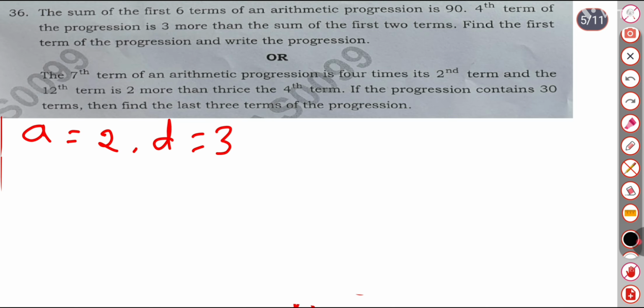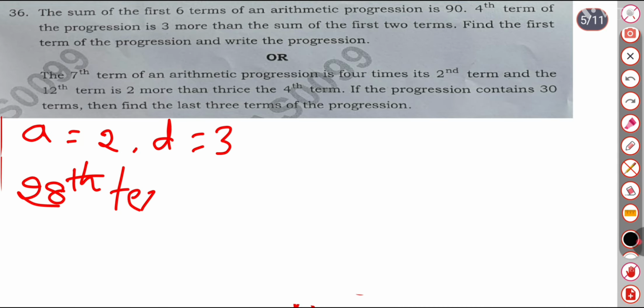Now what we have to find out? Last 3 terms are which one? 28th, 29th and 30th term, because there are 30 terms. So if we find the 28th term, we can find the 29th and 30th easily. Otherwise, if we find the 30th, we can subtract and find the 28th and 29th. So better we'll find the 28th term.